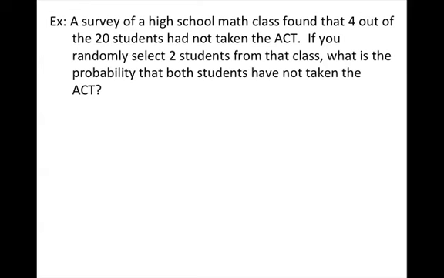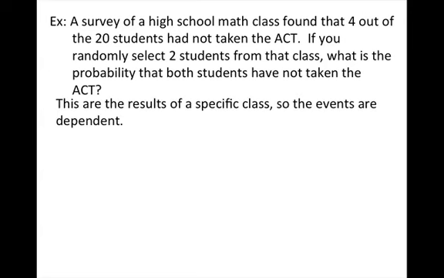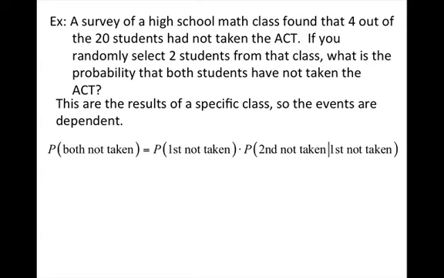The next example, a survey of a high school math class found that 4 out of the 20 students had not taken the ACT. If you randomly select 2 students from that class, what is the probability that both students have not taken the ACT? These results are for a specific class, so the events are dependent. So the probability that both have not taken the ACT is the probability that the first student has not taken it times the probability that the second student has not taken it, knowing that the first student didn't take it.